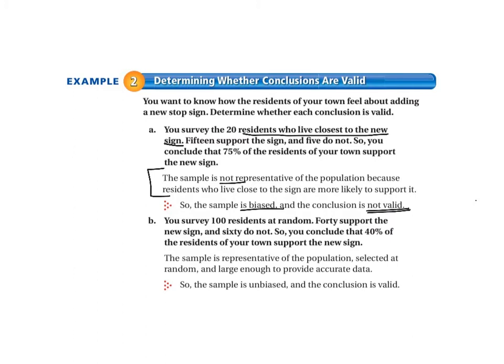Letter B, you survey 100 residents at random. 40 support the new sign and 60 do not. So you conclude that 40% of the residents of your town support the new sign. The sample is representative of the population, selected at random and large enough to provide accurate data. So the sample is unbiased and the conclusion is valid.